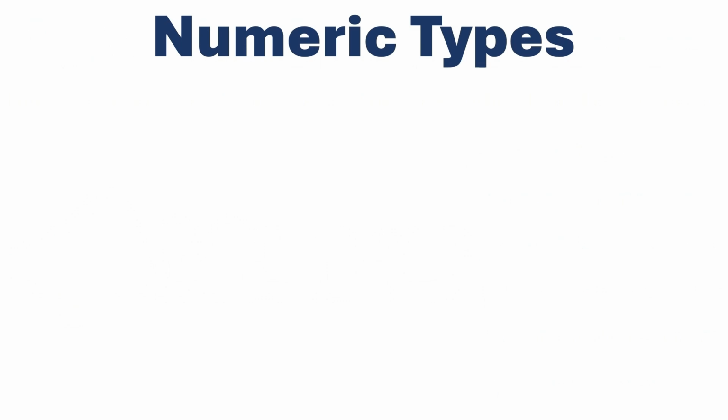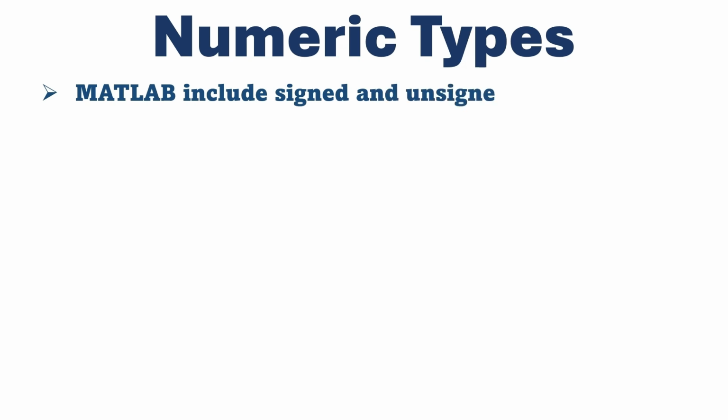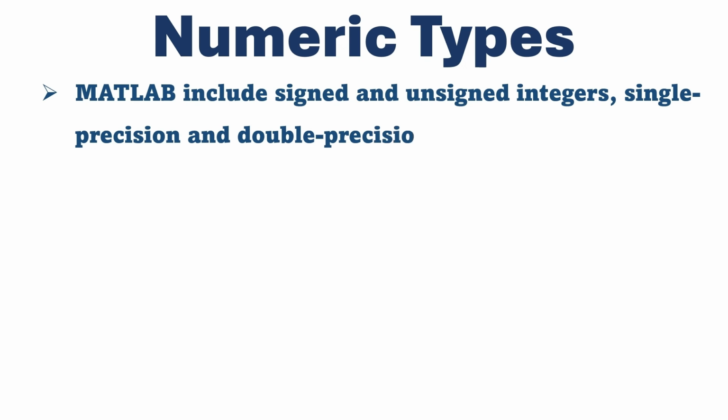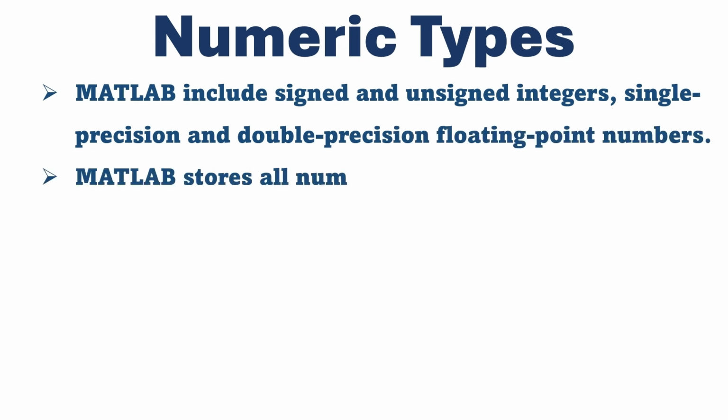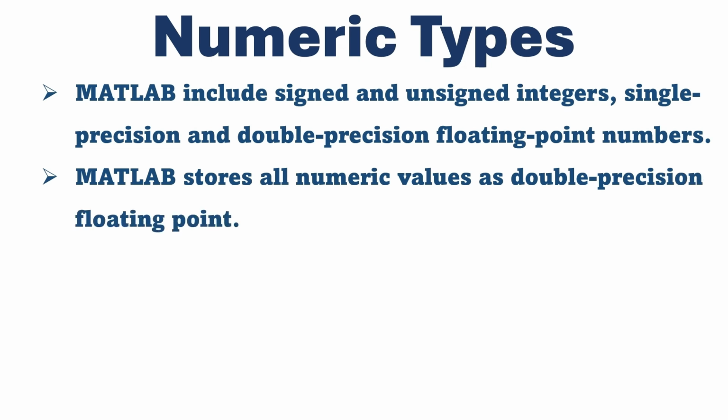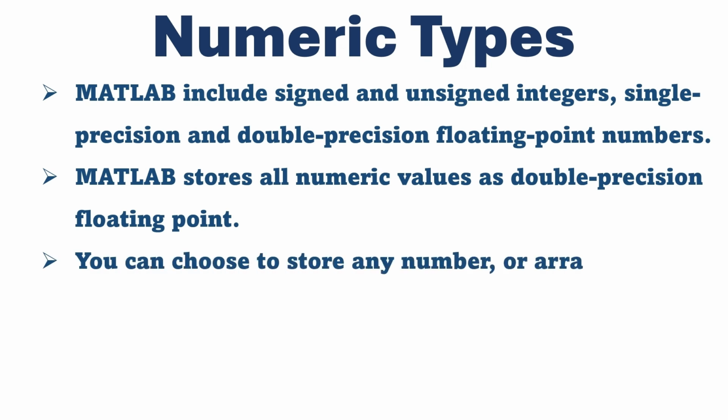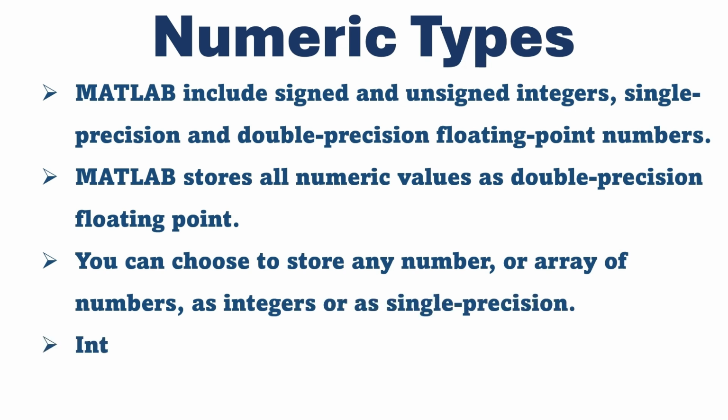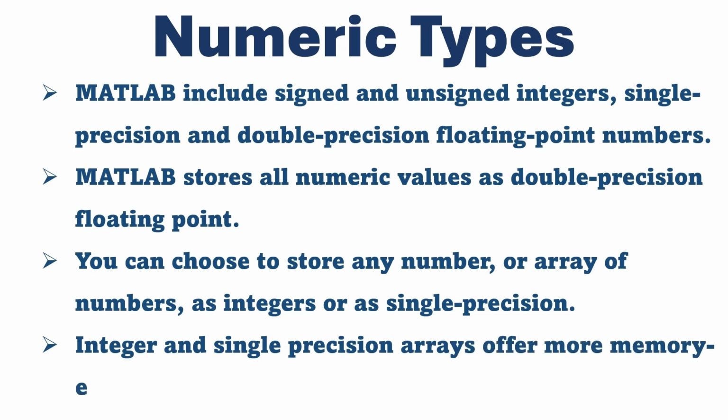What is the numeric types? Numeric classes in MATLAB include signed and unsigned integer and single precision and double precision floating point numbers. By default, MATLAB stores all numeric values as a double precision floating point. You cannot change the default type and precision. You can choose to store any number or array of numbers as integers or as single precision. Integer and single precision arrays offer more memory efficient storage than the double precision.